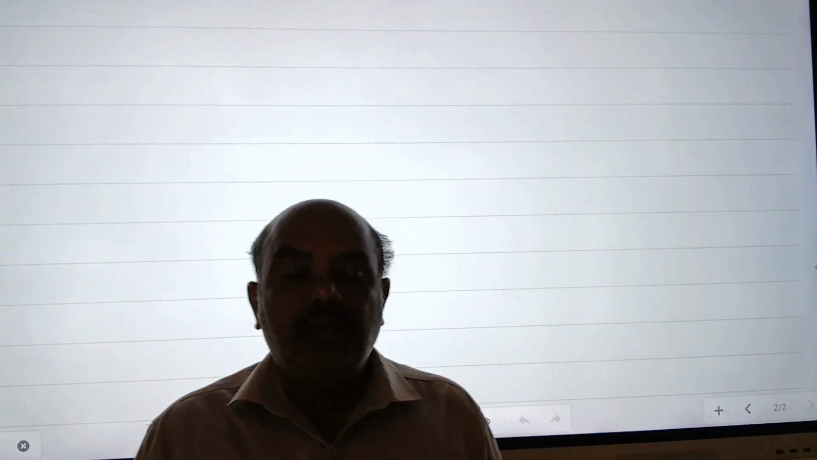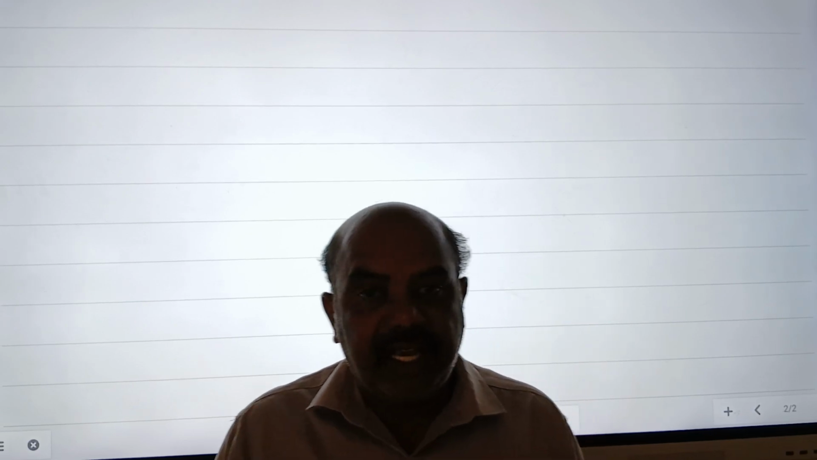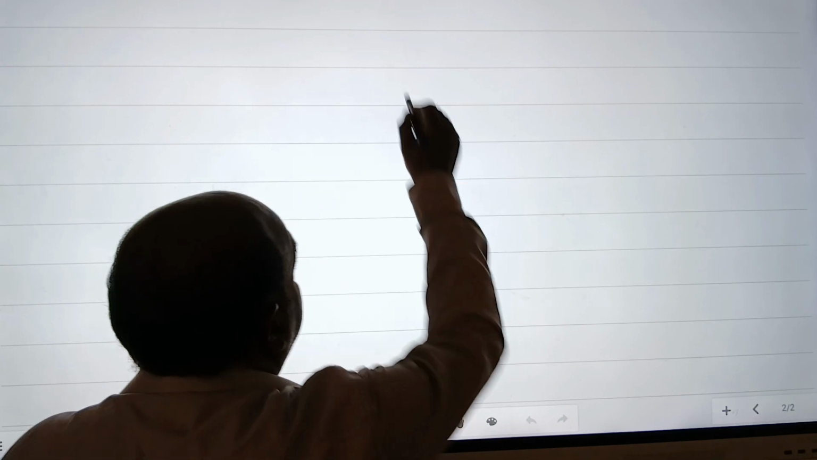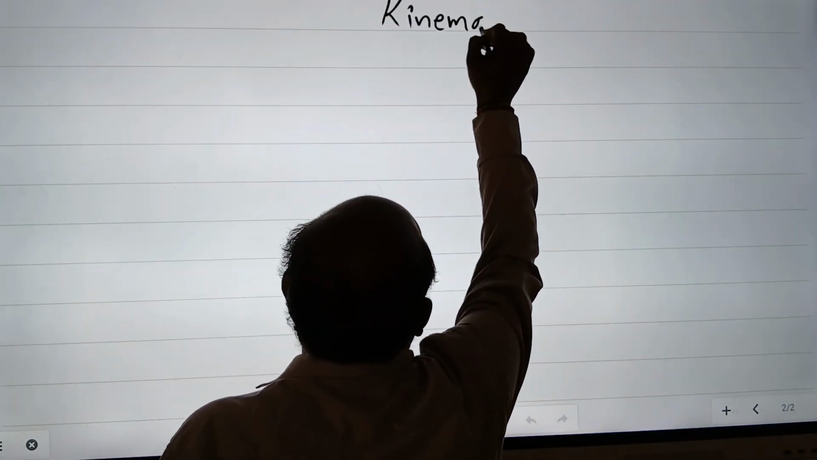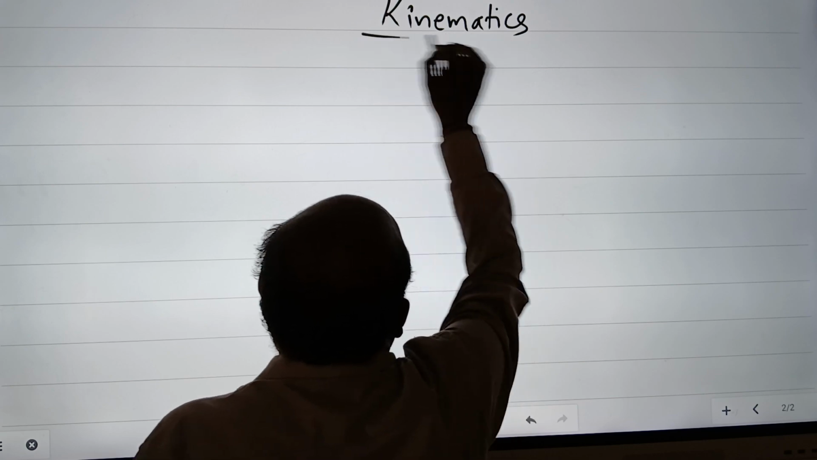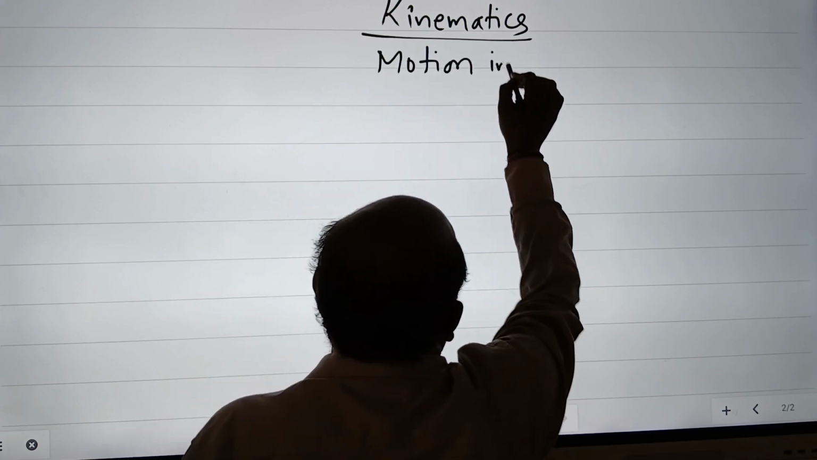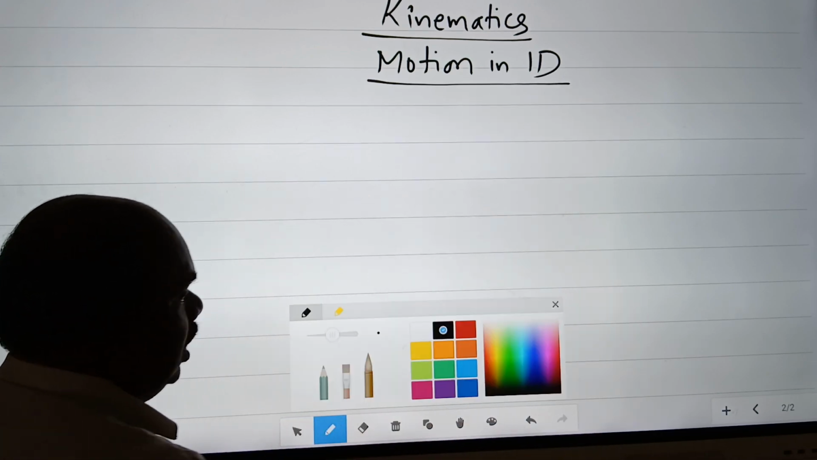In this session, we are going to see a very important chapter in kinematics, that is Motion in 1D. Kinematics. Motion in 1D. What is meant by motion in one dimension?